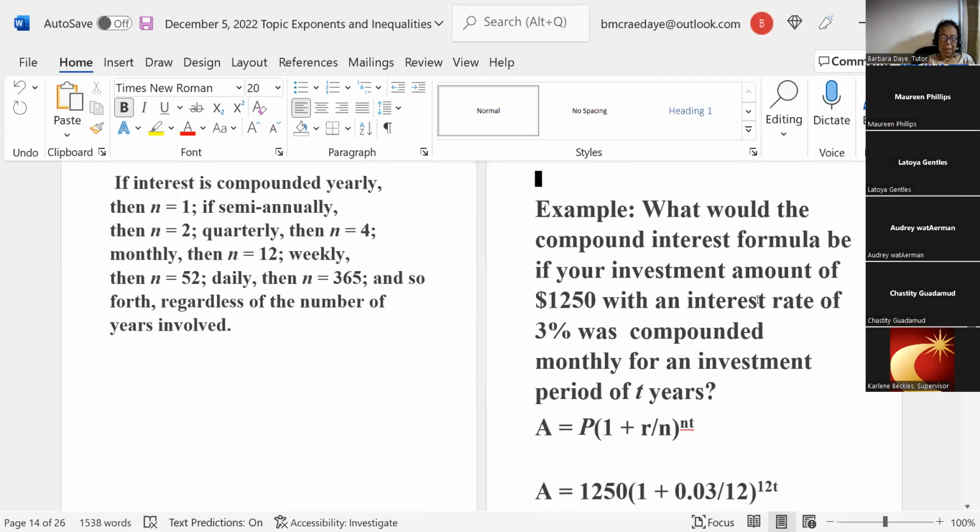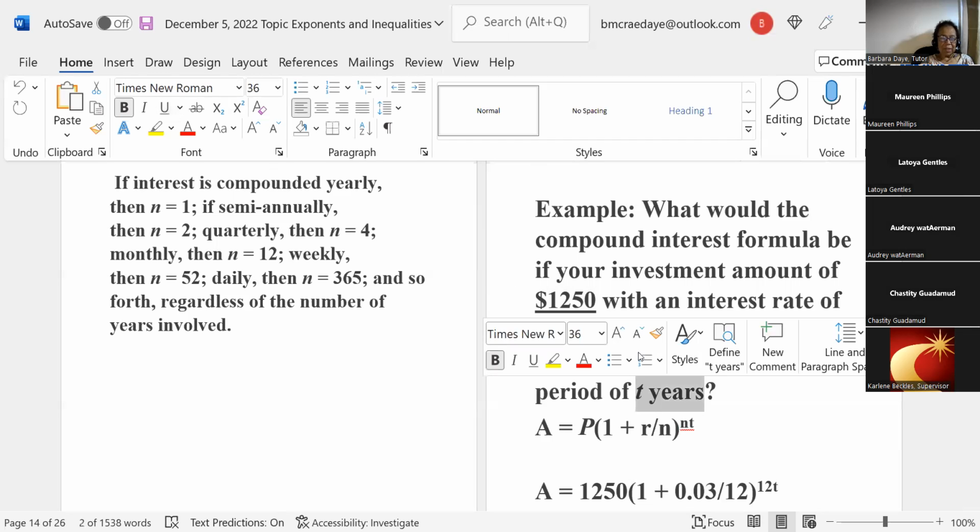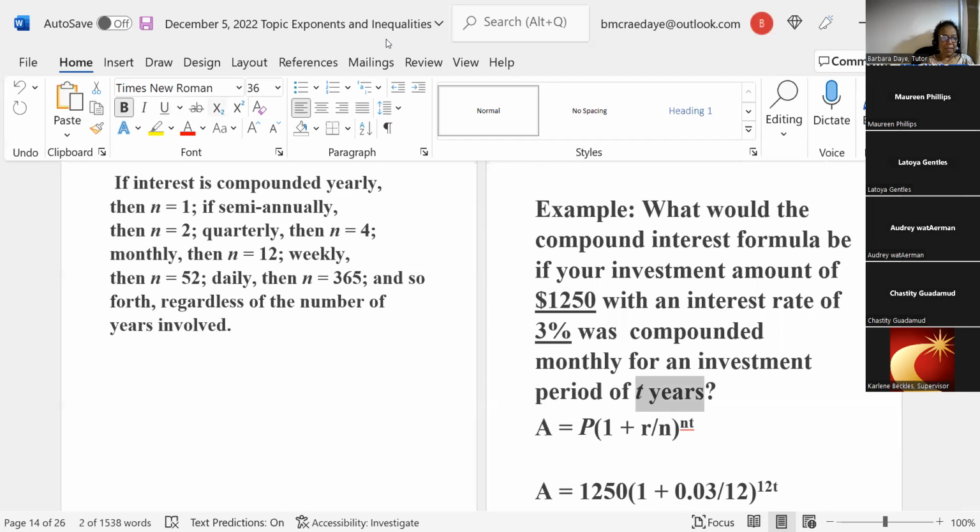Your investment amount is 1250. So that's your beginning amount, right? So let's just underline that. The interest rate is 3%. So let's just underline that. Your investment period is T years. Okay. So we'll just underline that.